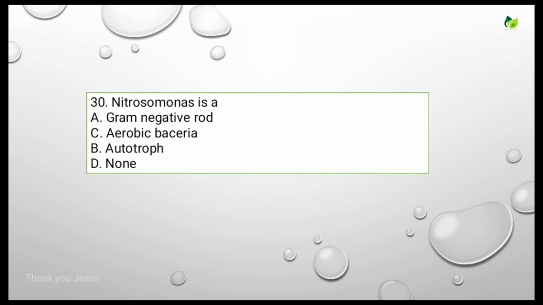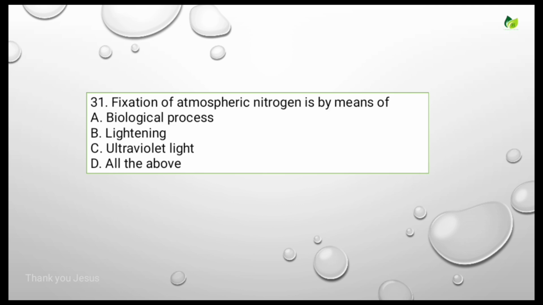So let's see the next question. Nitrosomonas is a. Options are gram-negative rod bacteria, aerobic bacteria, autotroph, none. Nitrosomonas is a gram-negative rod-shaped bacteria. Let's see the next question. Fixation of atmospheric nitrogen is by means of. Options are biological processes, lightning, ultraviolet light, all of the above. For this, the correct answer is all of the above.